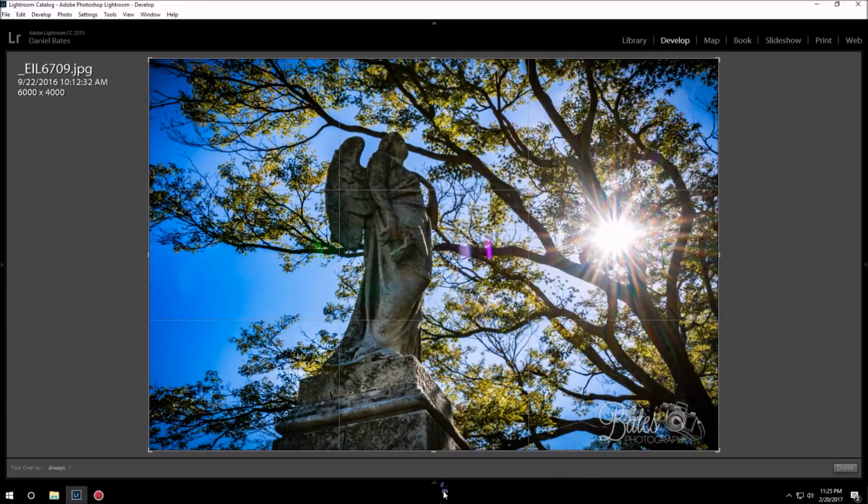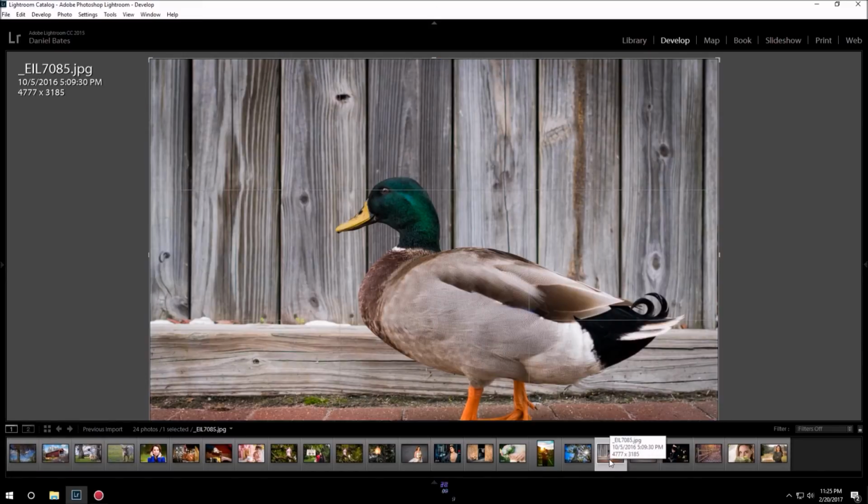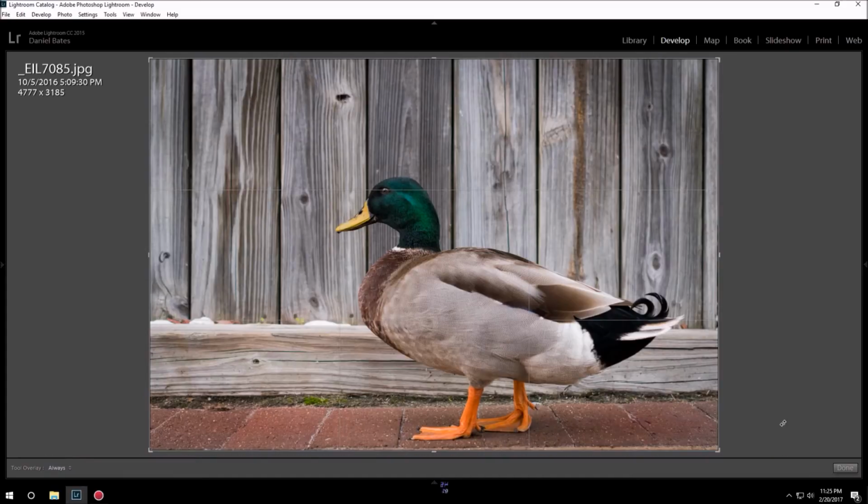Oh, sorry, trying to bring up the next image. Again, here's another one that doesn't follow the exact rule, and yet it works. Oops, sorry, I gotta show you the whole image here.